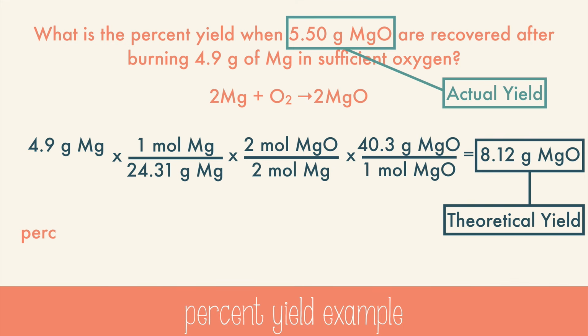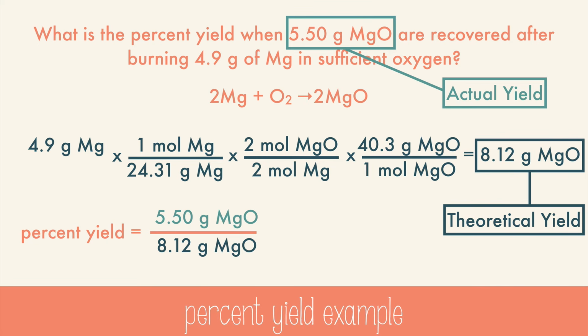Now we can find the percent yield by taking the actual yield and dividing it by the theoretical yield. We'll multiply that by 100, and we get 67.7%. That's a pretty low percentage for a yield, so we're probably making a few errors in the process. Hopefully you get a better number than that.